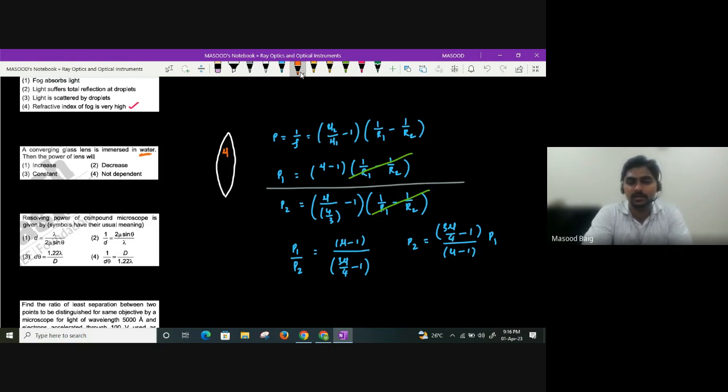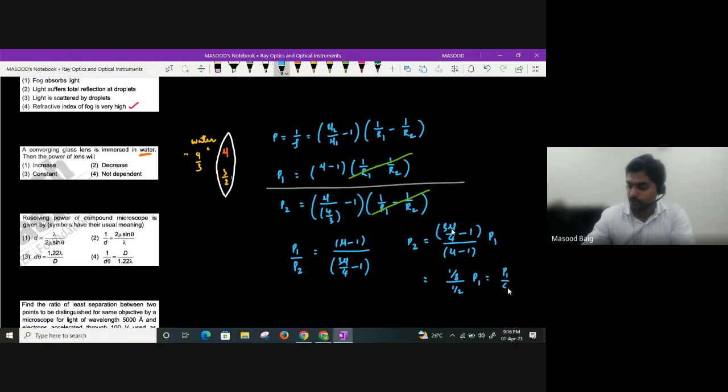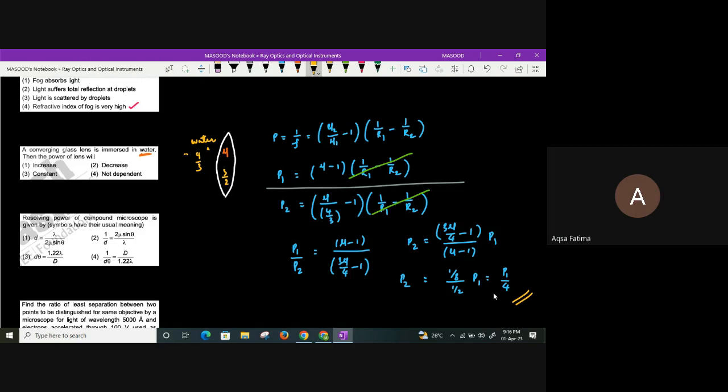A glass lens is given. It was not necessary to solve all this again, because here you have water. Water has a refractive index of 4 by 3, and glass is given, so obviously it will have a refractive index of 3 by 2. If you take mu as 3 by 2, how much will you get? 9 by 8, so 9 by 8 minus 1 will be 1 by 8. And 3 by 2 minus 1 will be 1 by 2, times P1. So I'm going to get this as P1 divided by 4. So what has happened to the power of the lens? Reduced or increased? It has decreased.